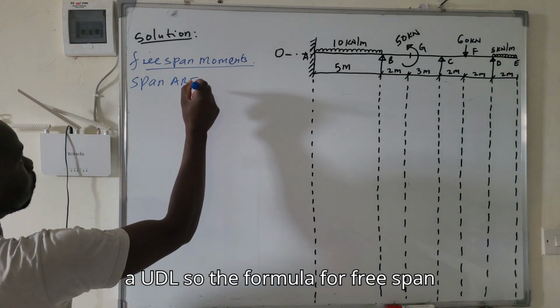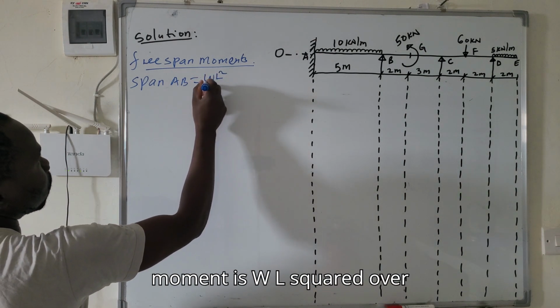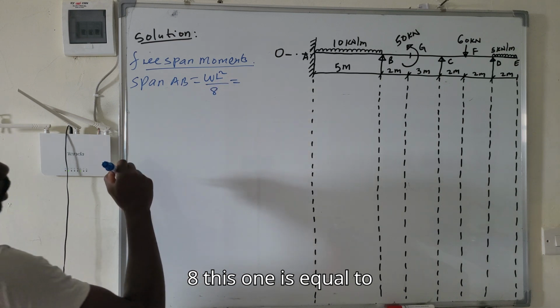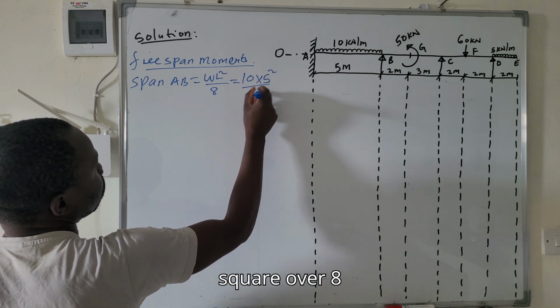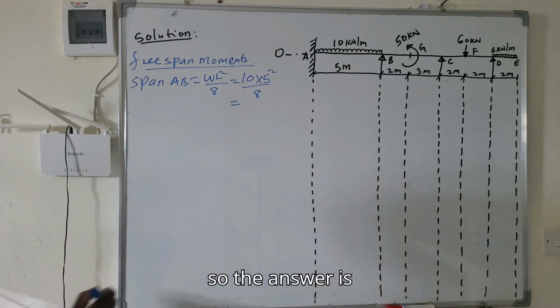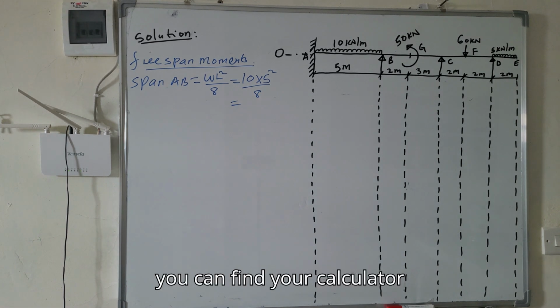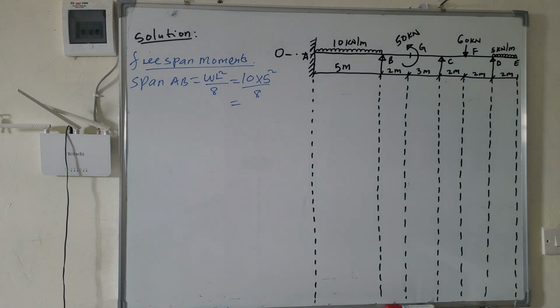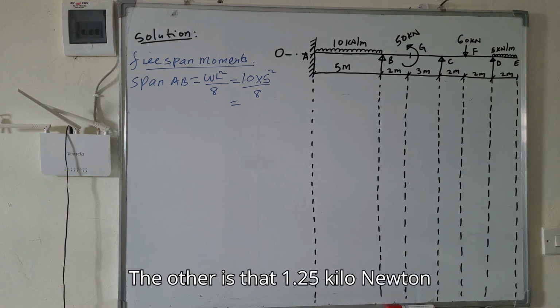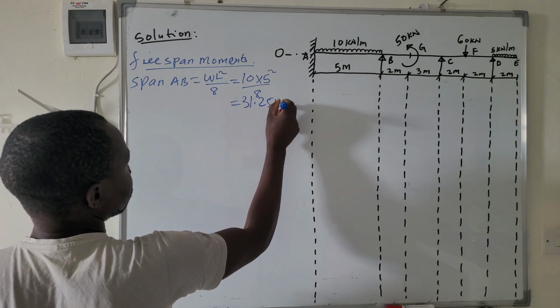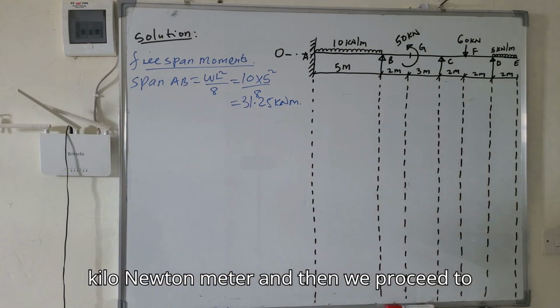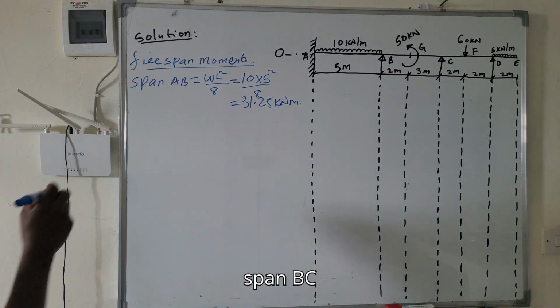So the formula for free span moment is WL squared over 8. So this one is equal to 10 times 5 squared over 8. You can punch your calculator. The answer is 31.25 kilonewton meter. And then we proceed to span BC.